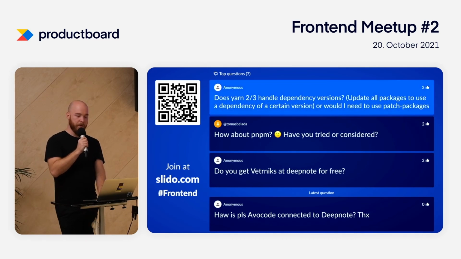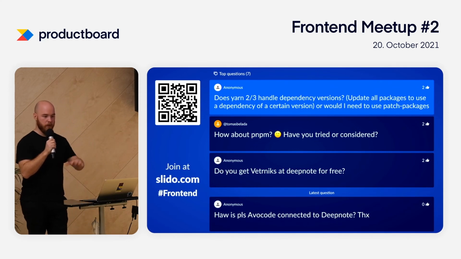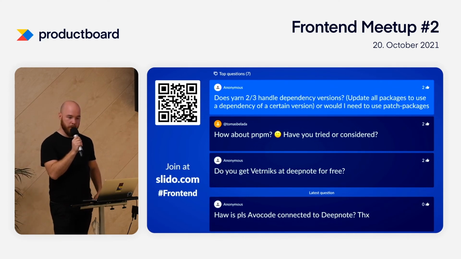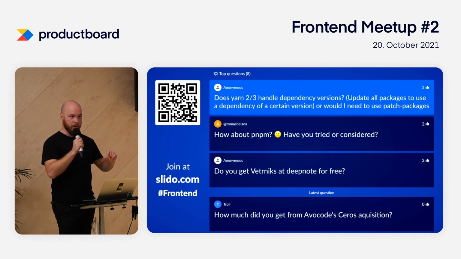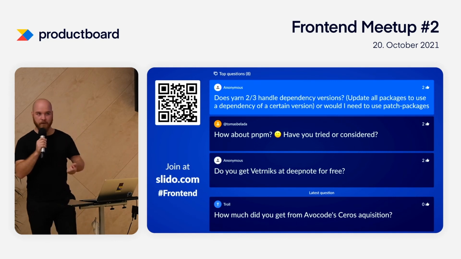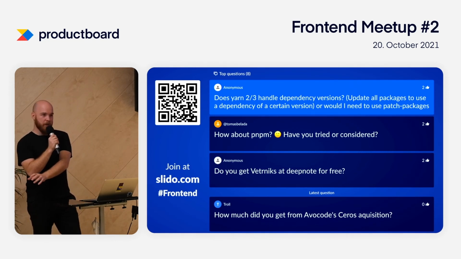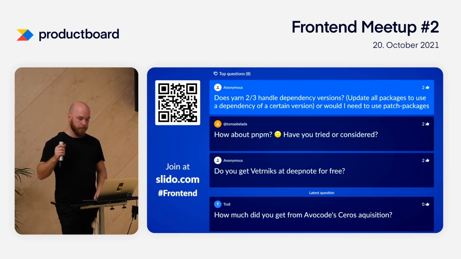Does Yarn 2 or 3 handle dependency versions? Update all packages to use dependency of a certain version, or would I need to use... No, of course, yeah, it does handle it also in Yarn 1, it's also in NPM, so yes, you don't have to use patch package for that. But there is this resolutions field in Yarn. So if you want to force a different version of lodash in some nested random library and you are sure that it will work, you can use the resolutions field, which is a little bit better.